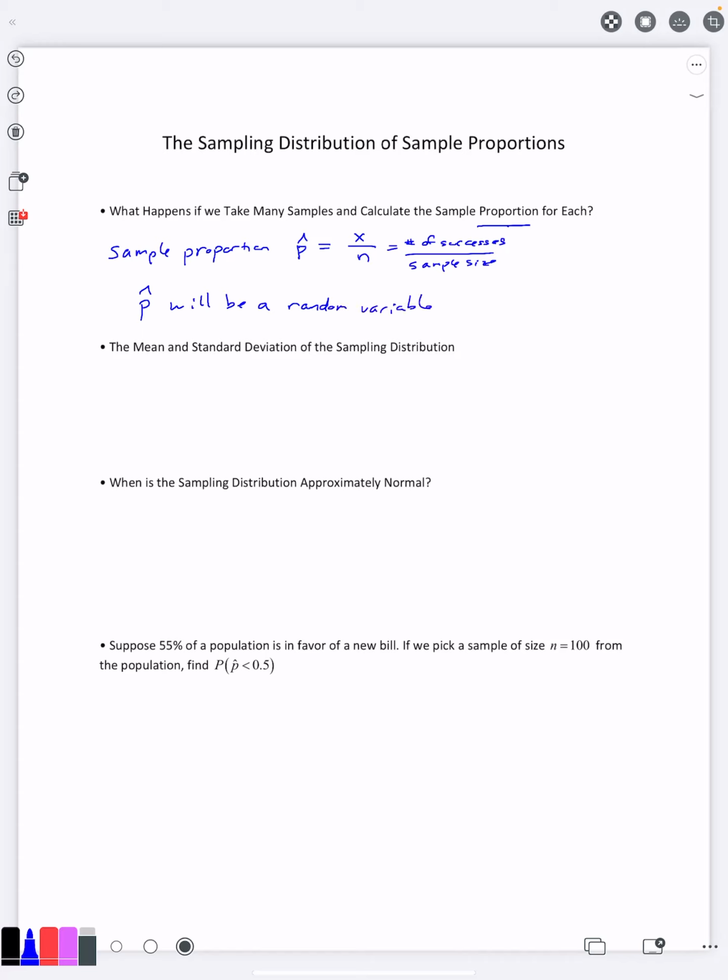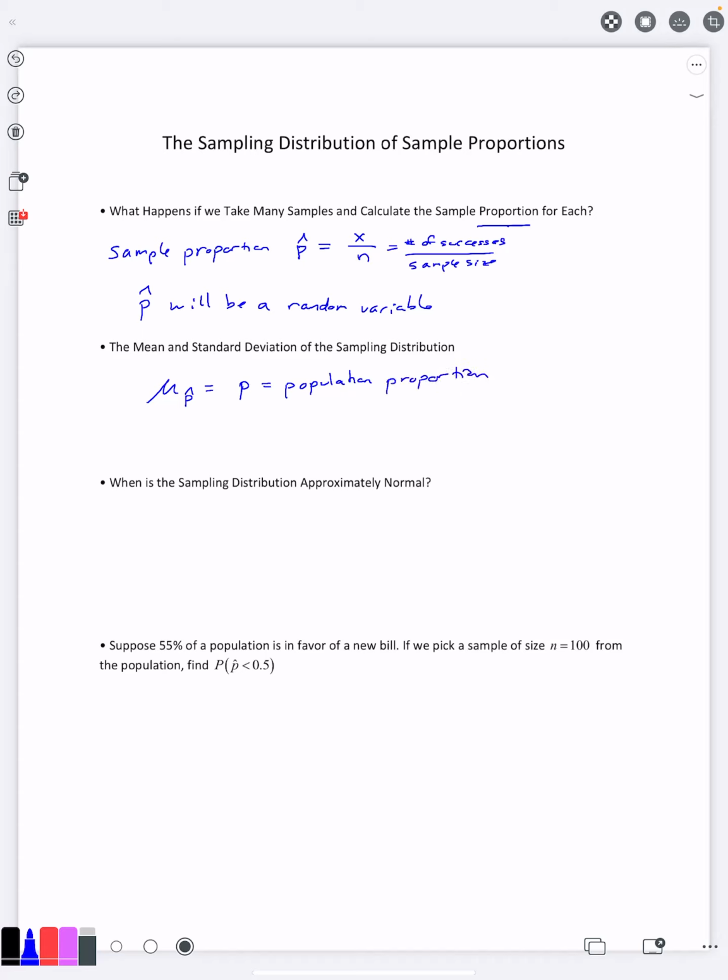And continuing on, we'd like to know what the mean and standard deviation of this new random variable is. Well, the mean of the random variable P hat: if you take all the different possible samples you can take, and you take the proportion of successes for each one of those possible samples, and you average that all out, what you're going to get is exactly the same as the population proportion P.